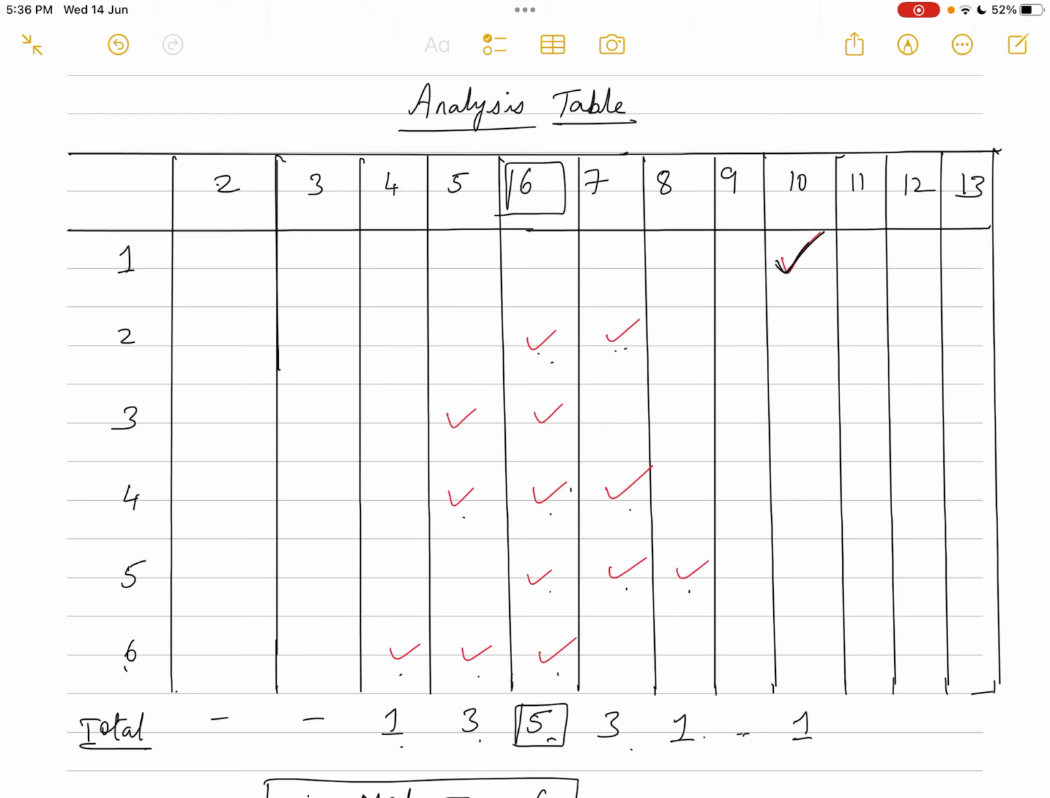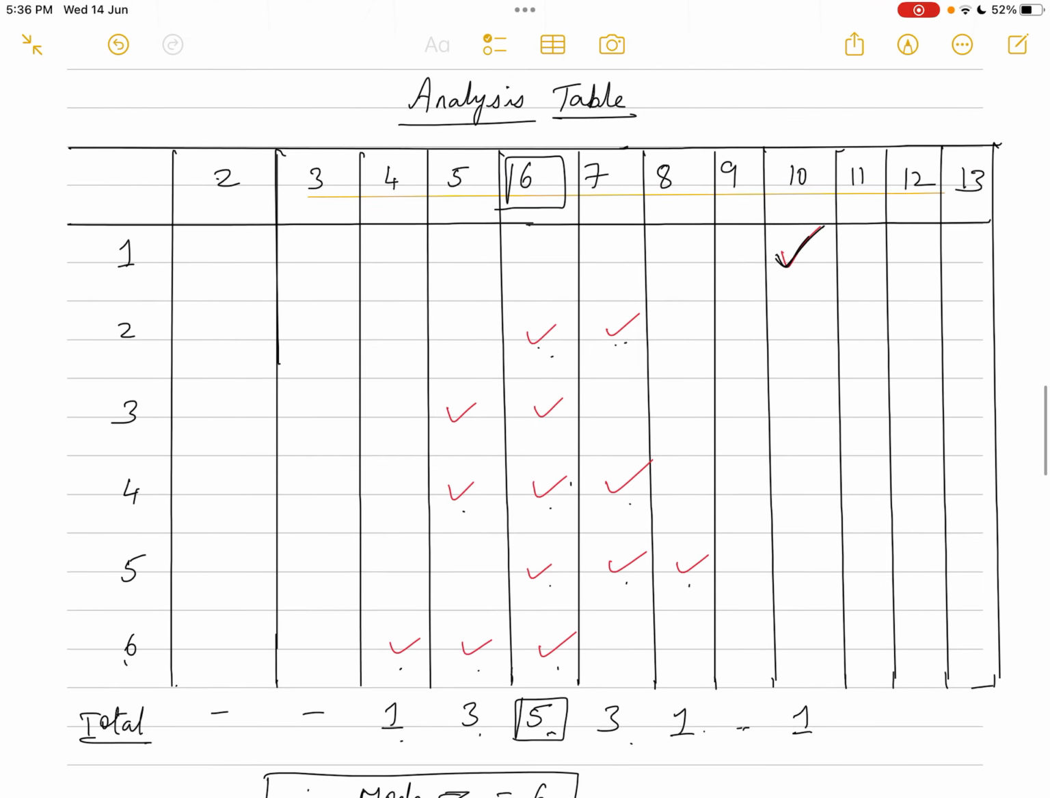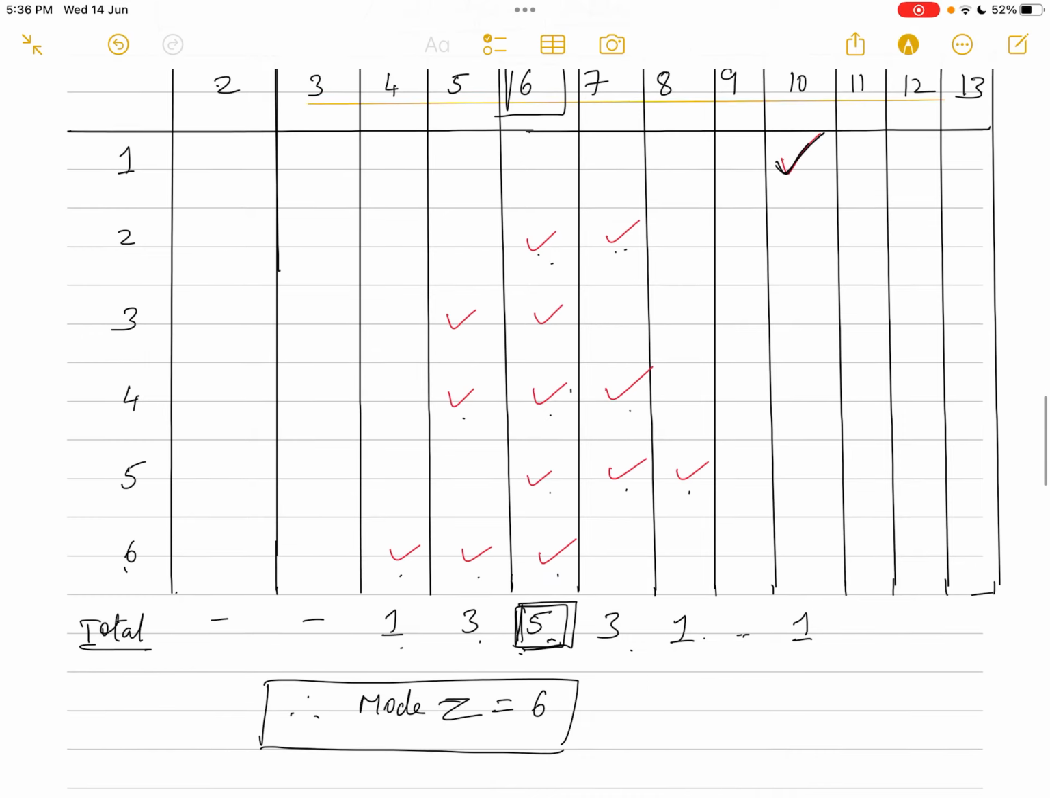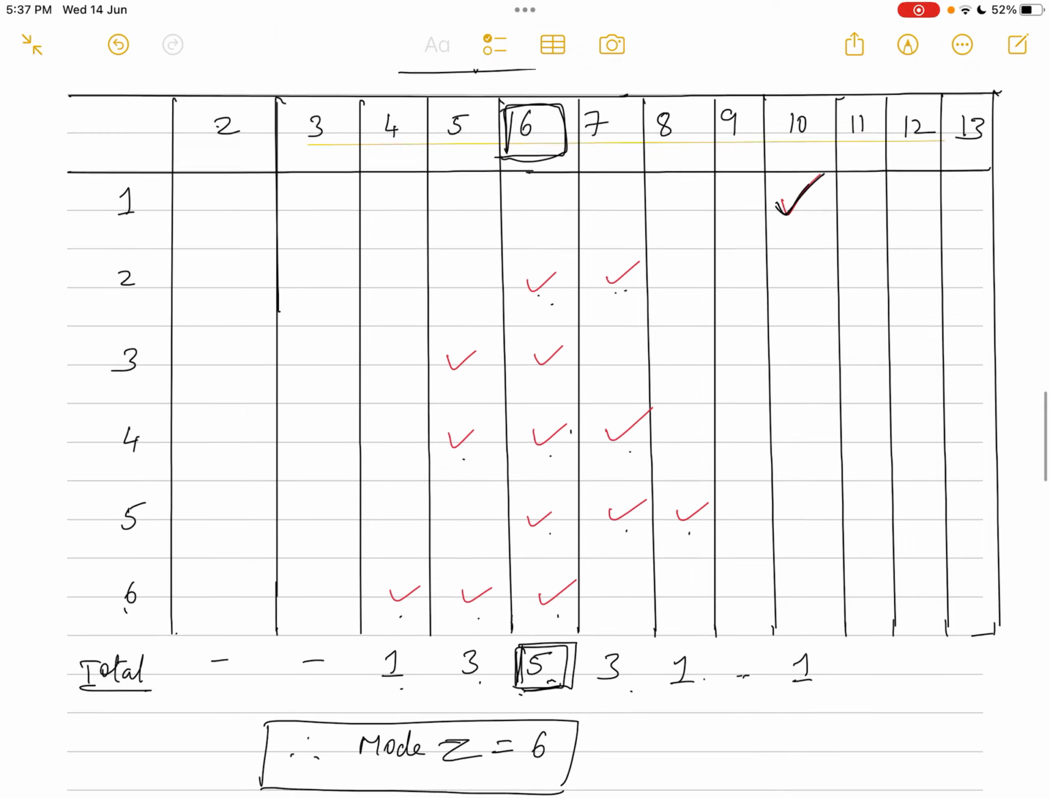So this represents the frequency. The highest frequency is at 6, because the maximum frequency we are finding is against 6. So the modal value here happens to be 6, because 6 is getting the highest frequency. So that is the mode.